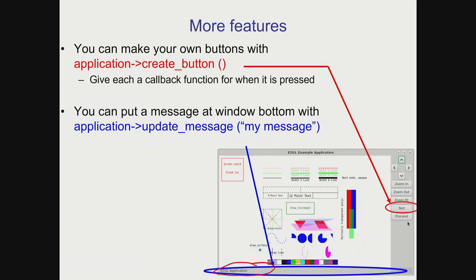I already mentioned this. We've given you a little status bar at the bottom. You can put a message there. You just do that by calling a function called update message. The message will stay there until you change it. And you can do more. So this is all you need to do for milestone 2.